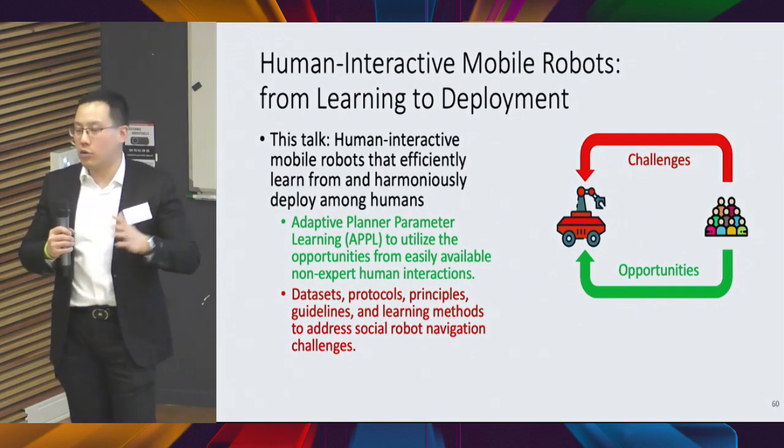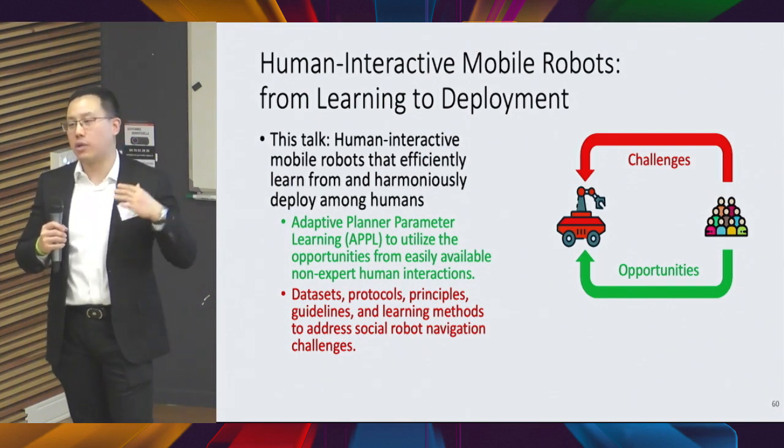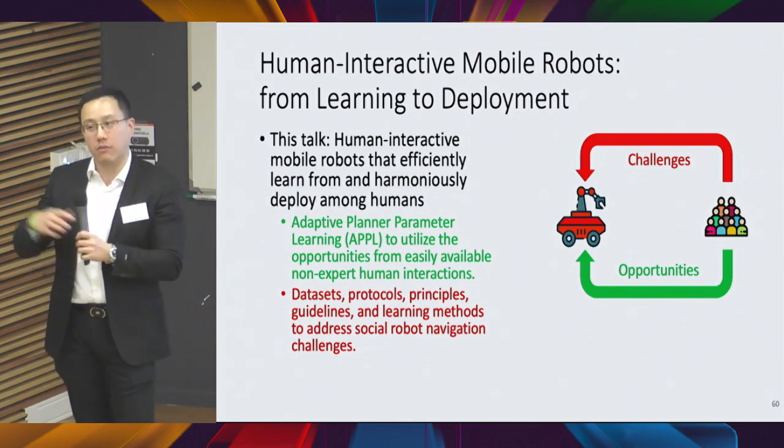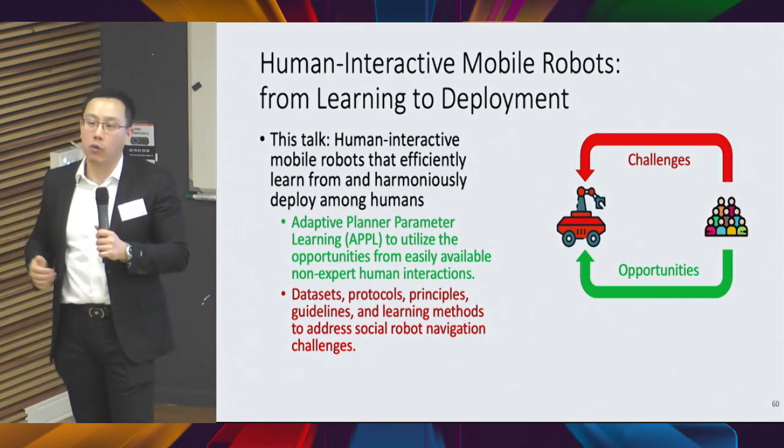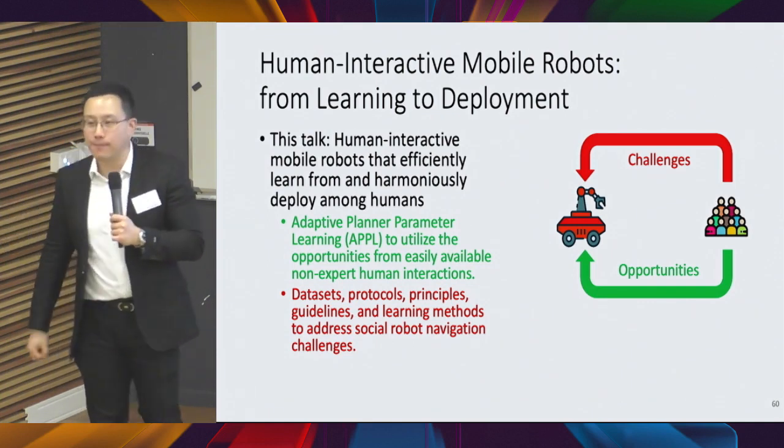But I guess social navigation is also evolving, right? How people perceive robots will be different today than in 2 years. And how can we deal with that? That's definitely an open challenge.